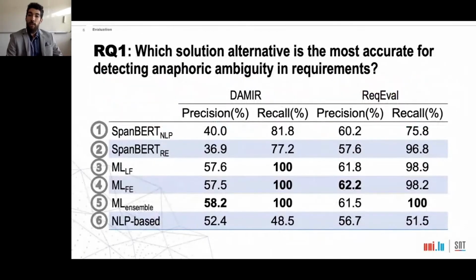For evaluation, we evaluate our solutions on 2 datasets. The first is DAMIR, which is our contribution, from 22 software requirements specifications and 8 domains. It has more than 700 pronouns. The second one, ReqEval, is a public dataset with around 100 pronouns. For the first research question, we assess which solution alternative is the most accurate for detecting anaphoric ambiguity. Compared to other alternatives, machine learning solutions are the best performing on both datasets, and we can consider the machine learning ensemble as the most accurate solution for anaphoric ambiguity detection in requirements.